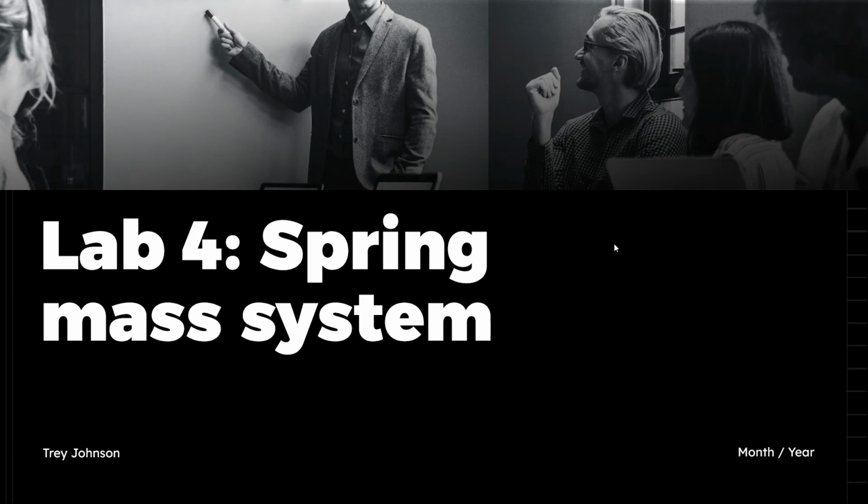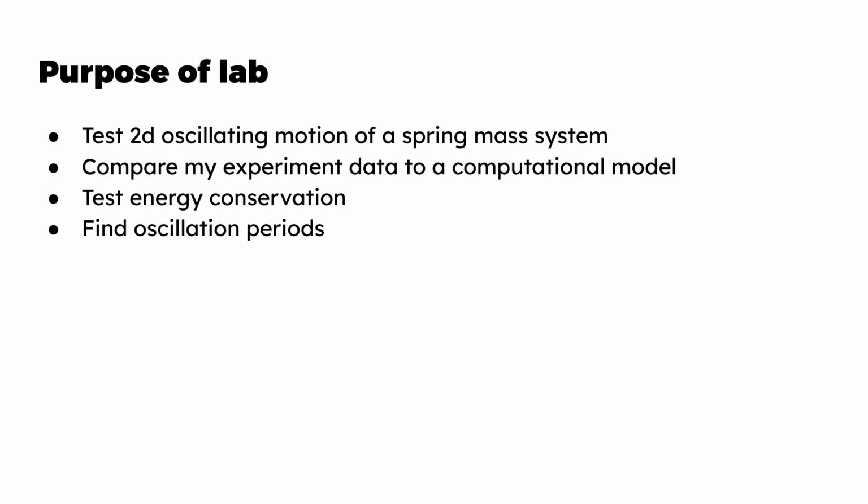Okay. My name is Trey Johnson, and this is my Lab 4 report on the spring mass system. The purpose of this lab is to test 2D oscillating motion of a spring mass system, compare my experiment data to a computational model to test energy conservation, and find oscillation periods.